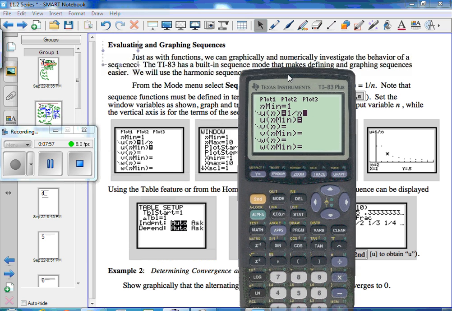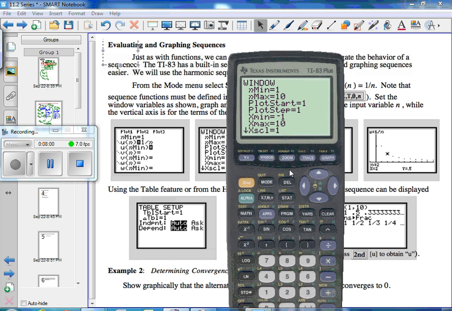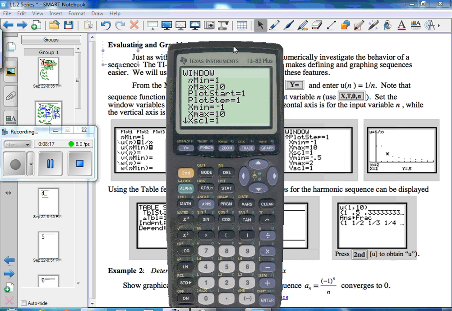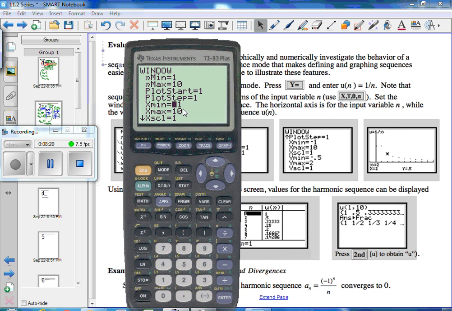And then we need to mess with the window a little bit. So if we press window, we want to start with our n being 1. Let's just look for 10 values of n. So we'll go 1 over 1, 1 over 2, 1 over 3, 1 over 4, and we want to plot what this looks like. Well, let's make our x min -1 and our x max 10. And the x min and the x max, that's really just looking at like n is 1, n is 2, n is 3, n is 4, but it's calling it x min and x max.